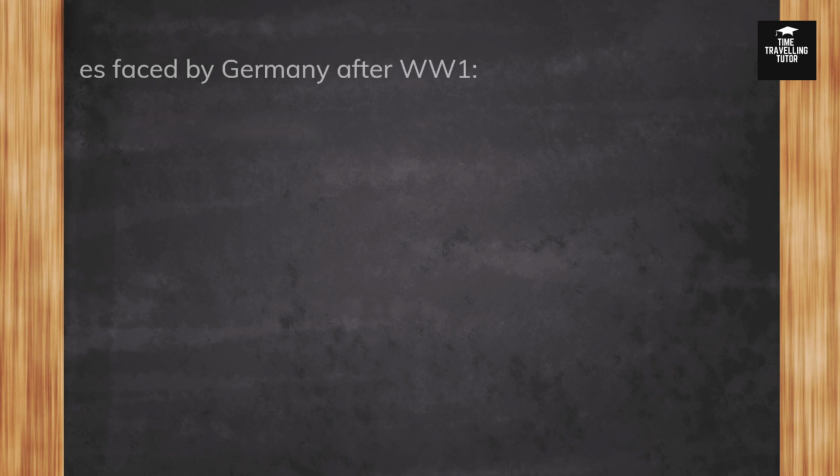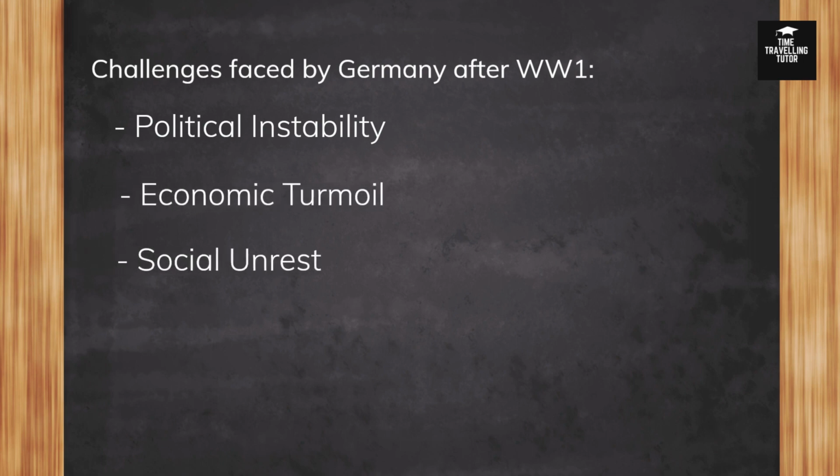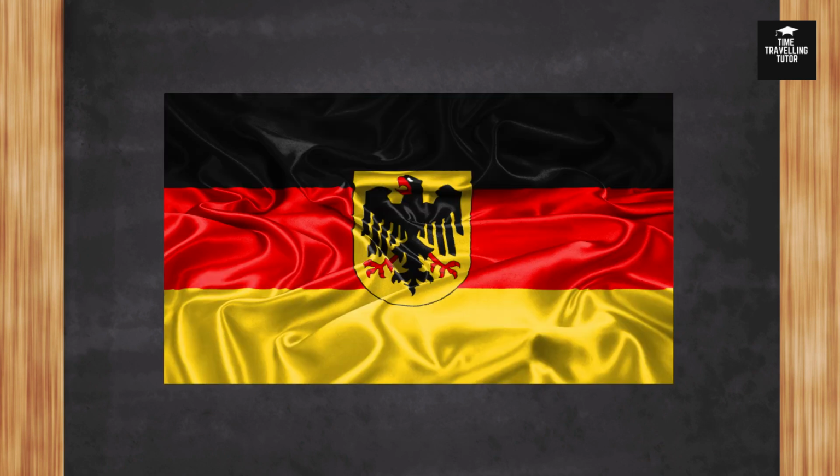Before we jump into the Constitution itself, let's quickly recap the historical context. After World War I, Germany faced a lot of challenges: political instability, economic turmoil, and social unrest. To address these issues, a new democratic system called the Weimar Republic was established in 1919.